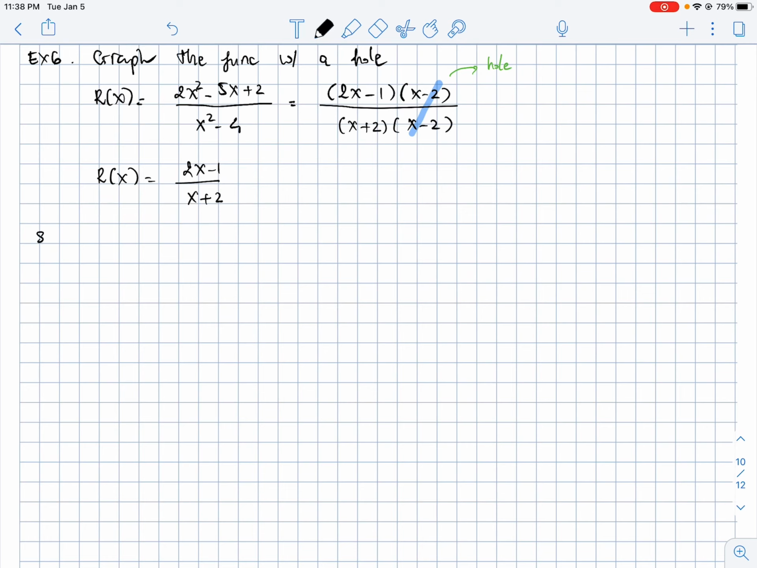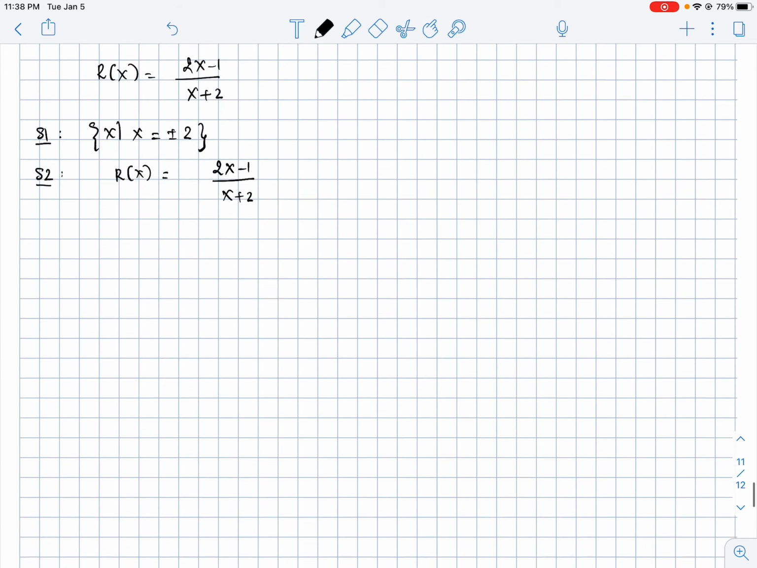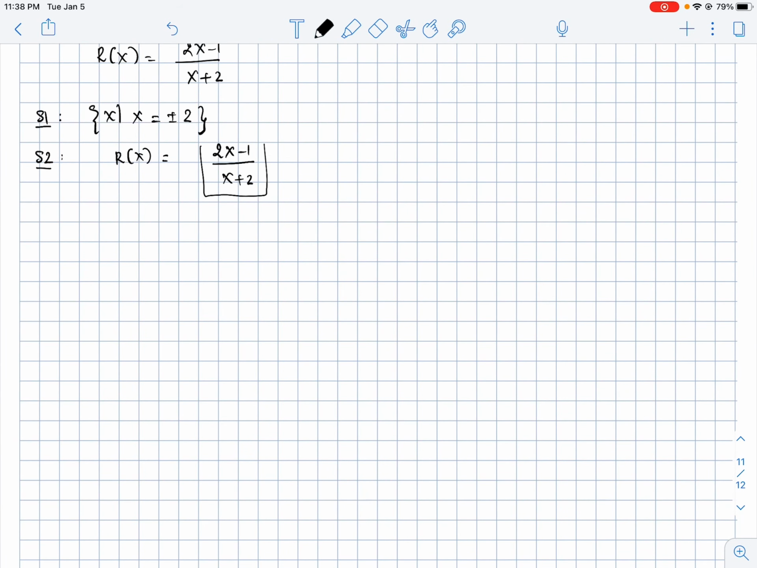The domain, step number 1, before we simplify, is all real numbers except for x equal to plus or minus 2. And then step number 2 is the simplified step. The r of x in the simplified step is (2x minus 1) over (x plus 2). And again, we will wrap this. That means when we use the table, we will look at that function to plug in the numbers for later.